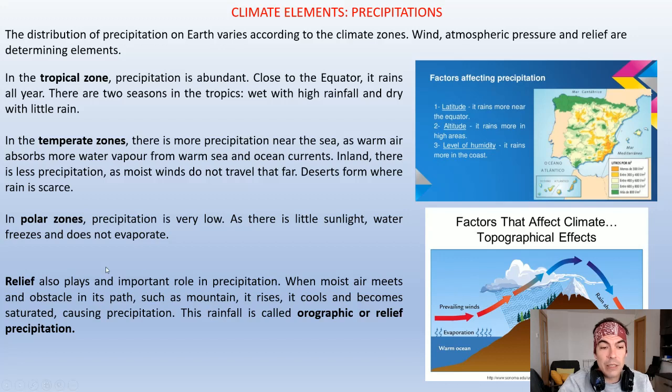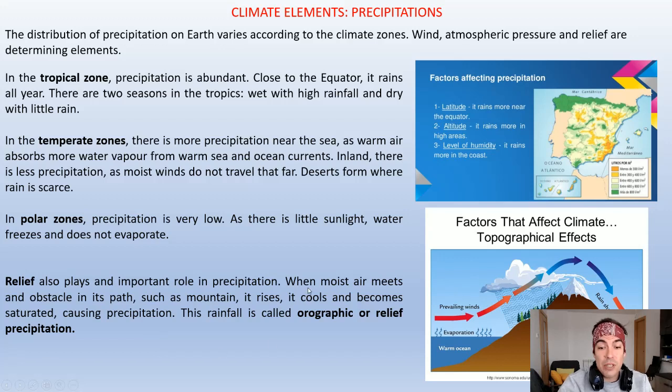And finally, in the polar zones, the precipitation is very low. Why? Because there is little sunlight. Remember the insolation. The water freezes and does not evaporate. What do we have also here? The relief also plays an important role in precipitation.